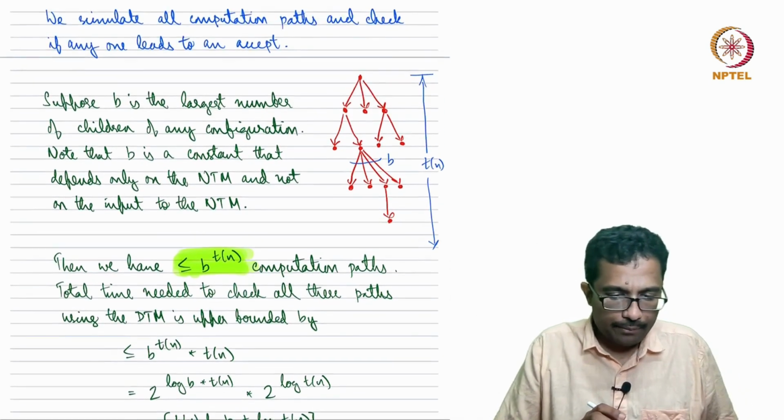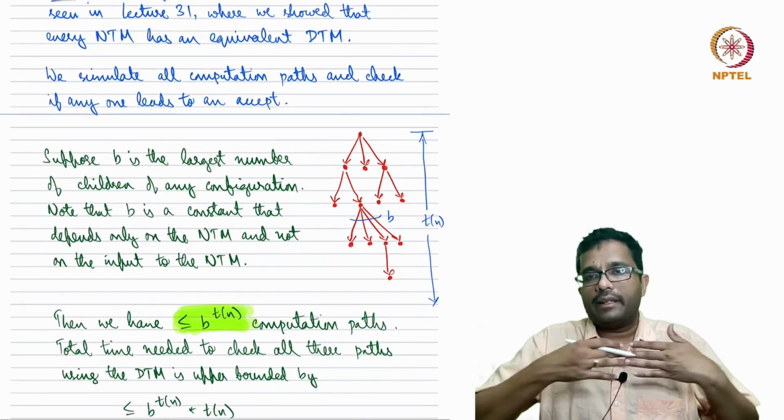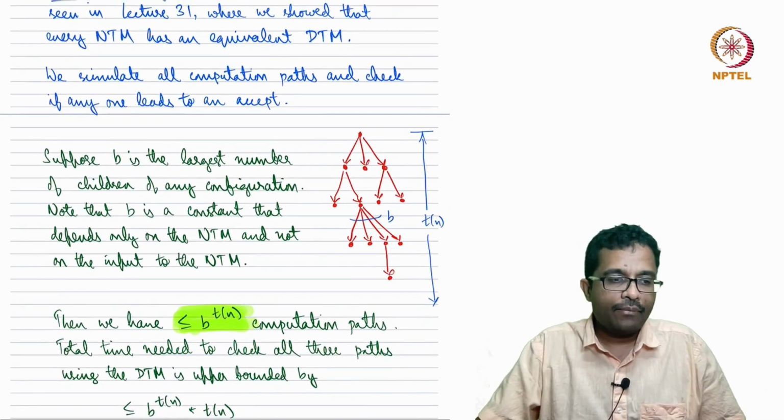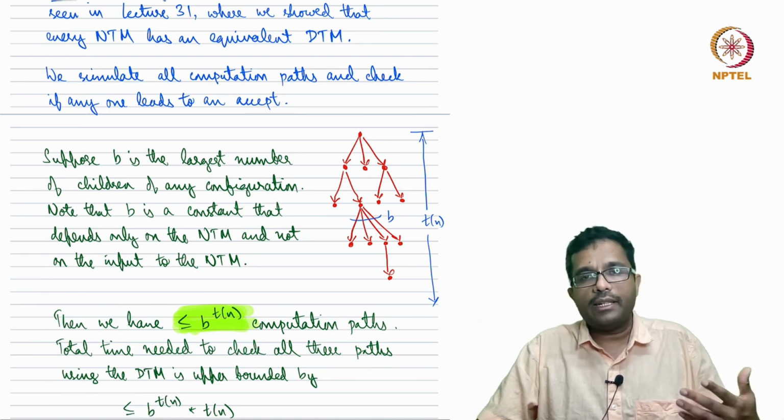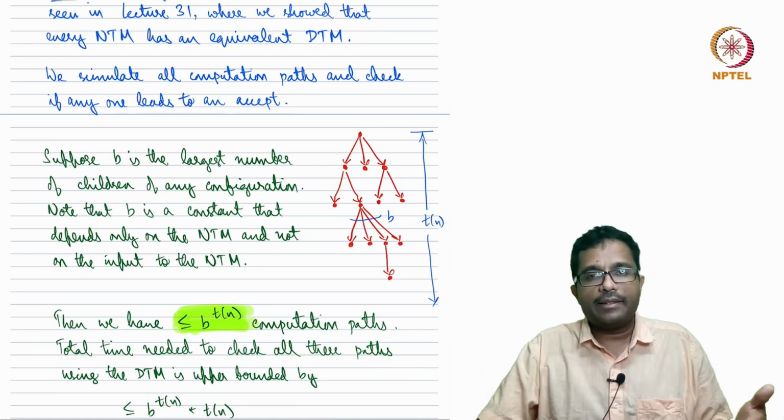So the proof is very simple. The simulation of the NTM by the DTM is just by traversing the computation tree. The tree has height at most t(n) because that is the running time of the NTM, and at each level of the tree each node has at most b children.